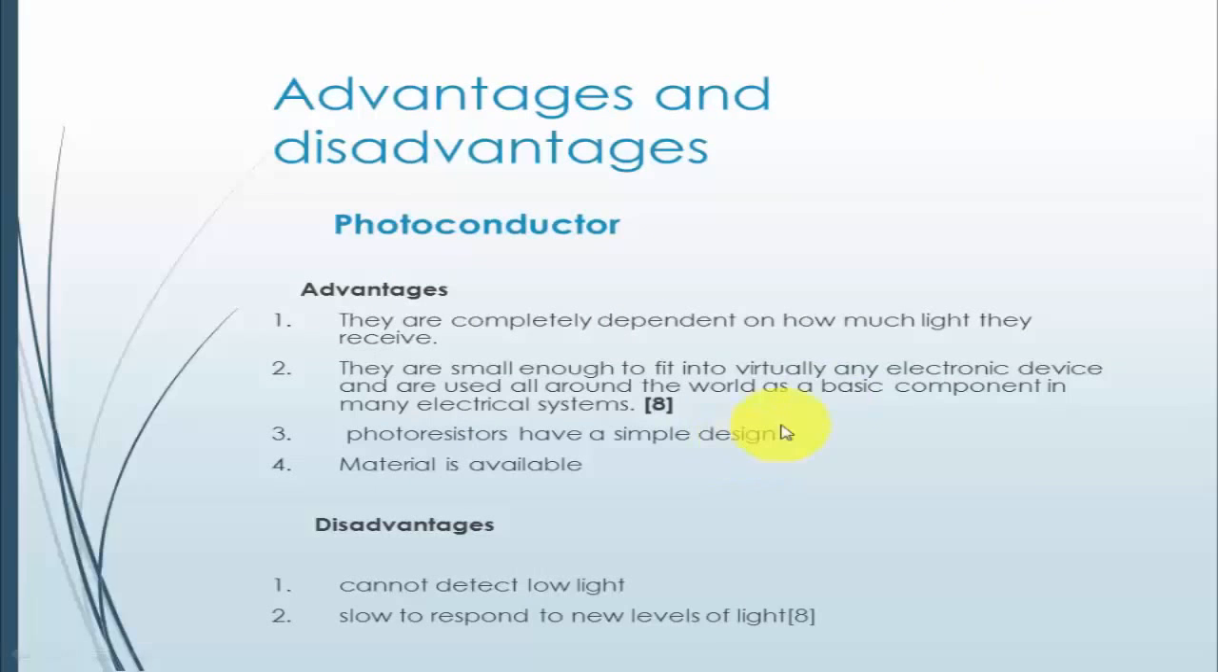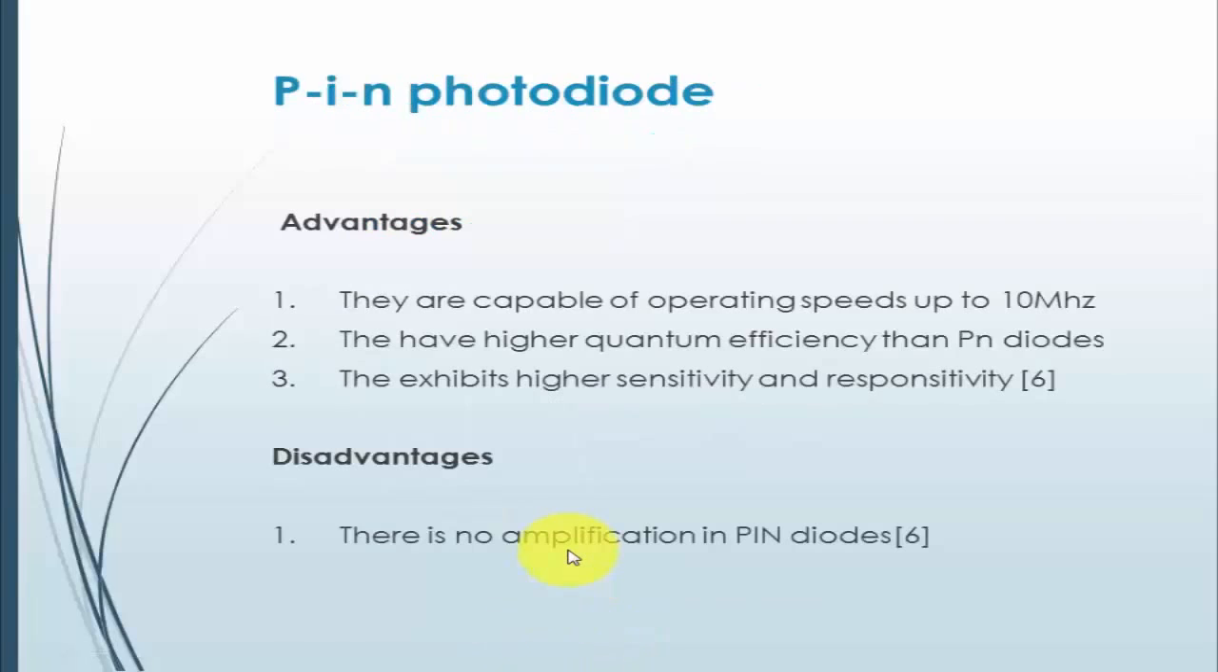As for the advantages and the disadvantages, for the photoconductor, they are completely dependent on how much light they receive. They are small enough to fit into virtually any electronic device and are used all around the world as a basic component in many electrical systems. Photoresistors have a simple design. As for the disadvantages, they sometimes cannot detect low light and are slow to respond to new levels of light.